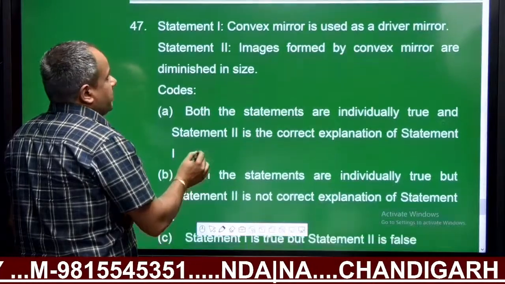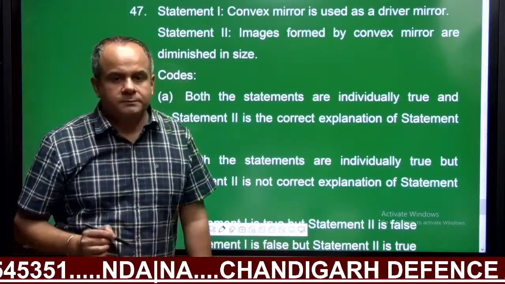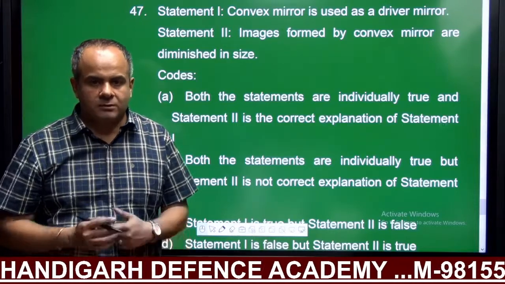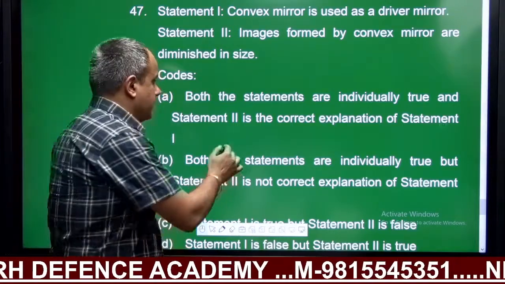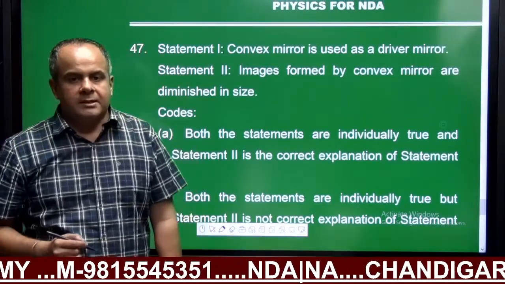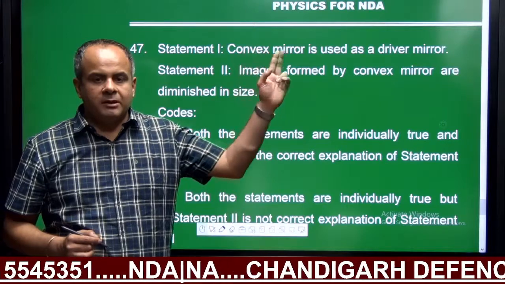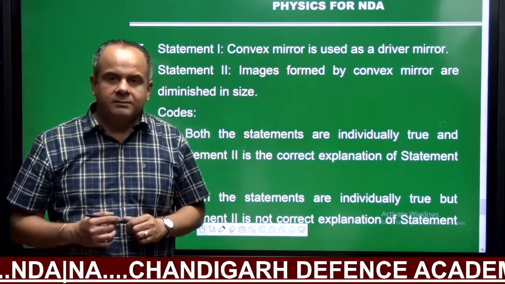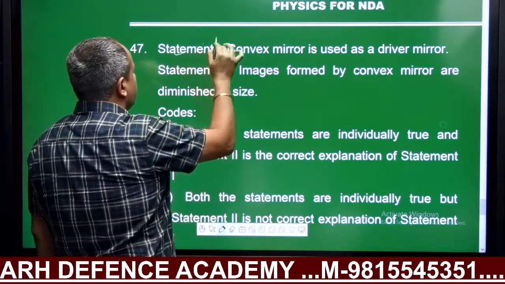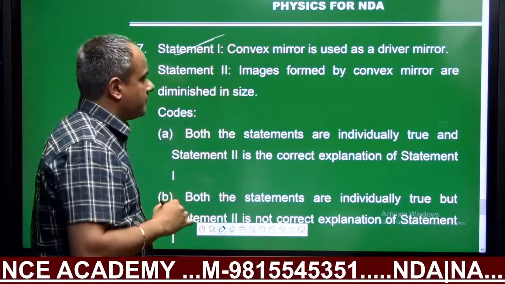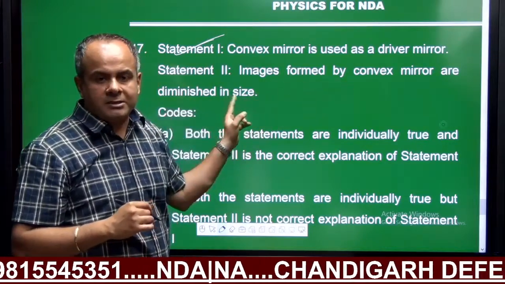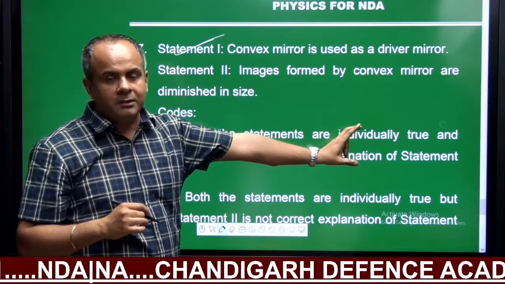Okay, again a statement based question. Let's try to solve this out. It is based on the reasoning and assertion. तो reasoning and assertion में statement हमने पहले भी question किए होंगे आपने. Statement 1, convex mirror is used as a driver mirror. सही है, यही तो सीखा है हमने, कल सीखा था ना rear view mirror. तो सही है, statement 1 सही है. Images formed by convex mirror are diminished in size. वो तुमको एक डायग्राम याद दिला दिया मैंने. So it is also true.